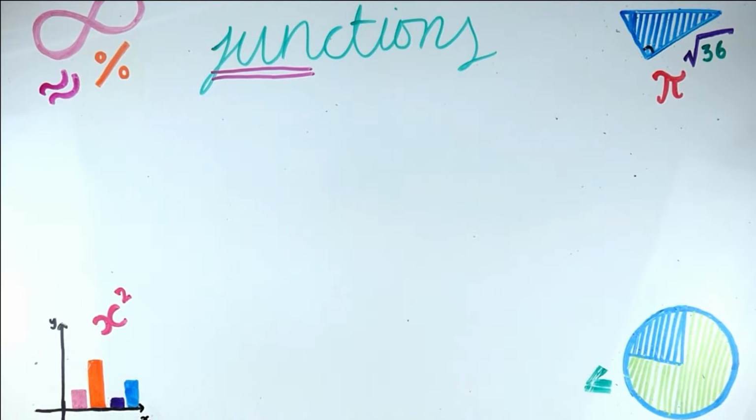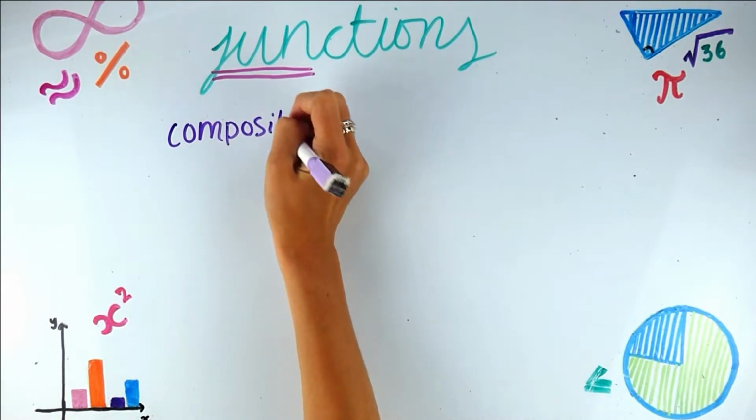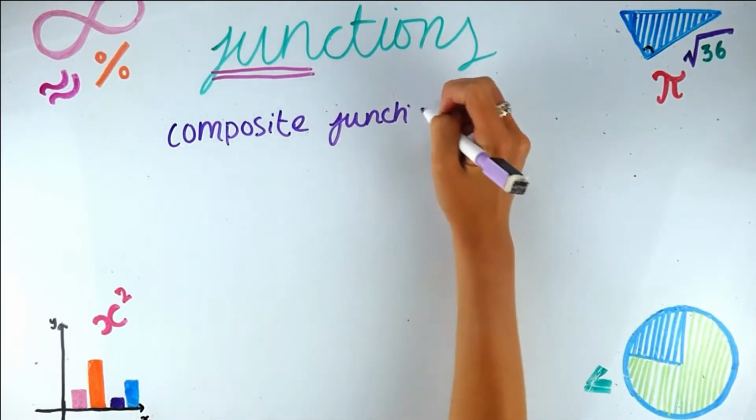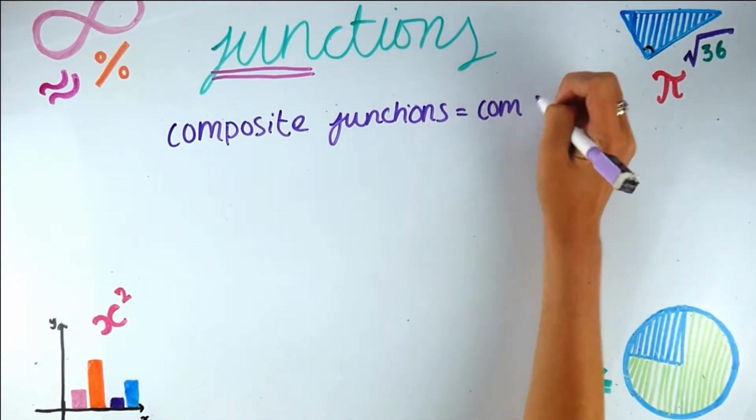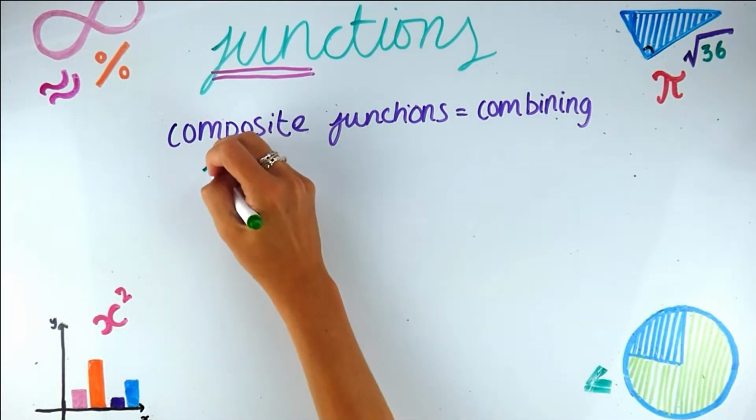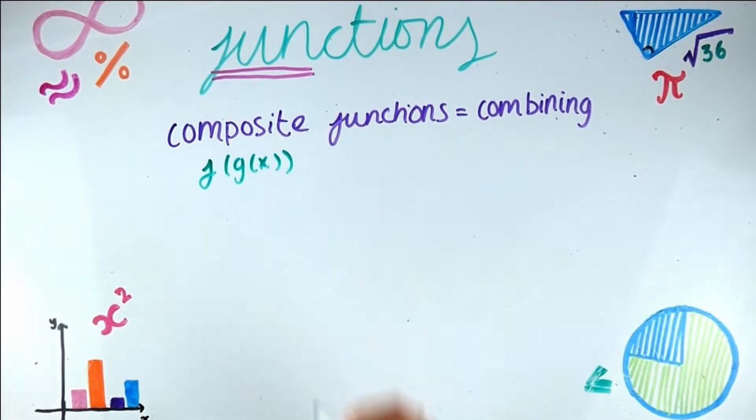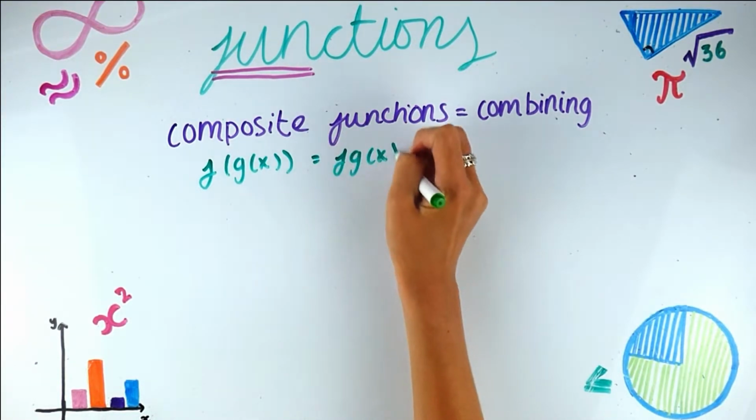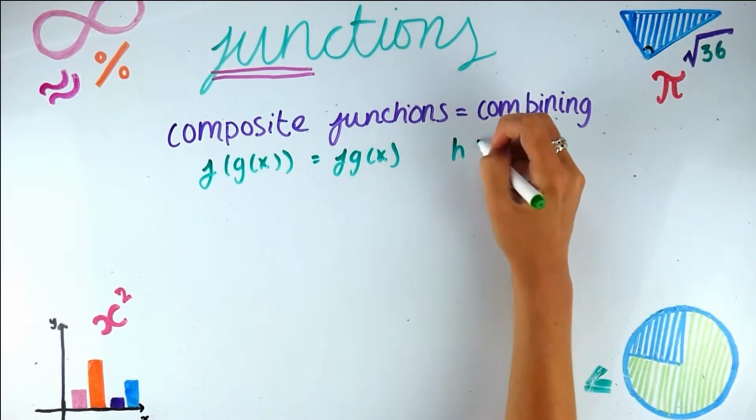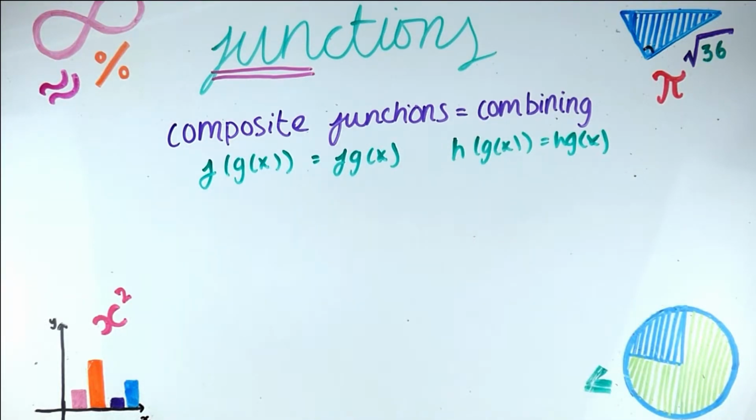So if I have two functions and I want to turn them into one function, this is called composite functions. And that is combining functions. So composite functions is combining functions. So it looks a bit like this. So you have your function f and your function g. So that's them combined, or people write that as that. You can take any functions. You could have h and g. So that is what a composite function looks like when you combine a function.